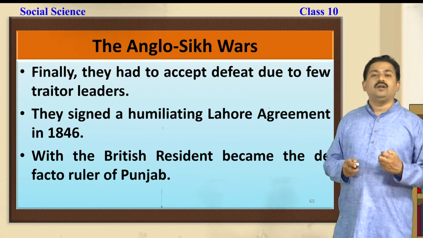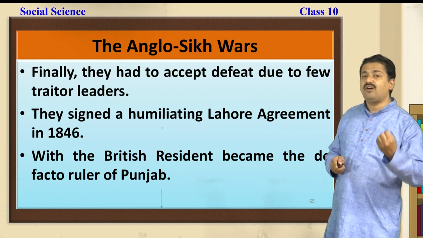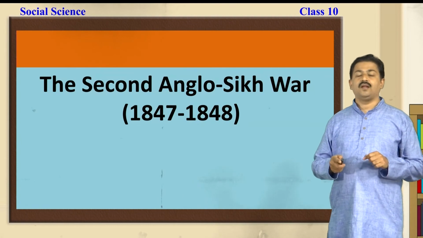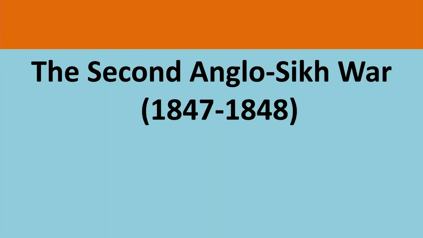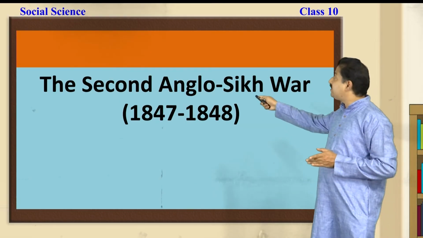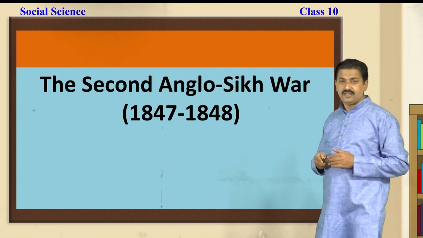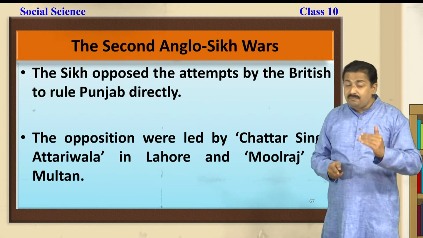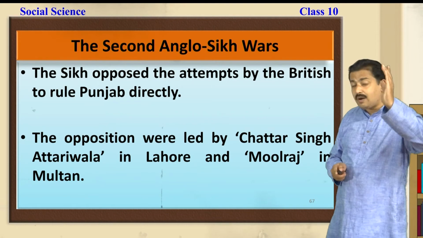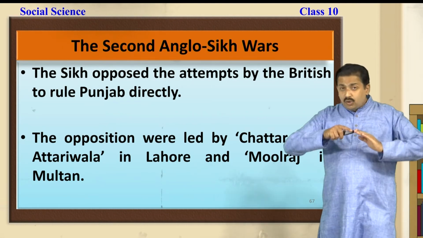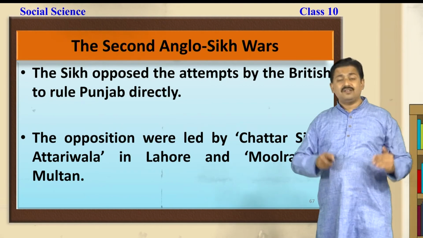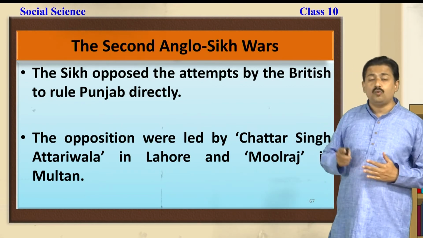That led to the ultimate power in the hands of the British over the Punjab Sikh kingdom. Now let us discuss the Second Anglo-Sikh War, which began in the year 1847 and ended in 1848. The Sikhs opposed the attempts by the British to rule Punjab directly. They wanted to rule independently, but the British did not allow the same. This led to the Second Anglo-Sikh War.